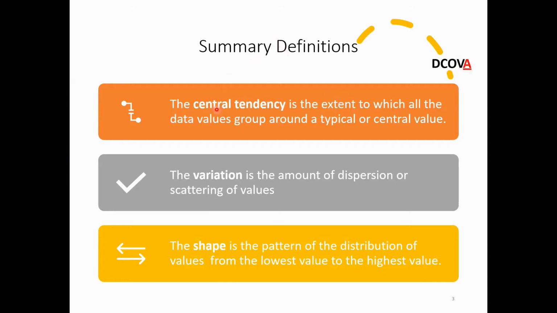So before we move on, I need to give you a quick summary definition. When I say central tendency values, we look at the extent to which all the data values group around a typical or central value. That is the key word here, central value. That is what you have to remember when we say central tendency. And when you talk about variation, you're looking at the dispersion or the scattering of the values. And when you say shape, that is simply the pattern of the distribution.